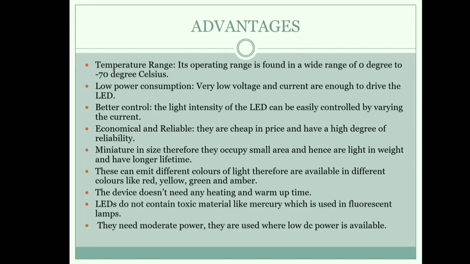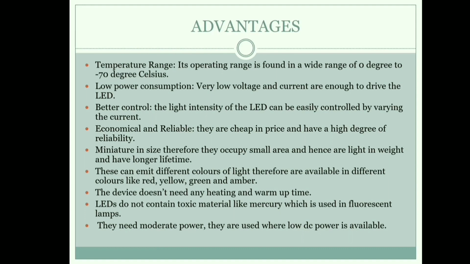Now as we know, each device has its advantages and disadvantages. So let's talk about the advantages of the LED. Talking about the temperature range, its operating range is found to be wide, from 0 degrees Celsius to minus 70 degrees Celsius. At such low temperatures, an LED can easily work. It is a low power consumption device. A very low power is needed to glow an LED. And it has better control. How? We can control the intensity of light just by changing the current. Moreover, it is economical and reliable, meaning it is cheap in price and has a high degree of reliability.